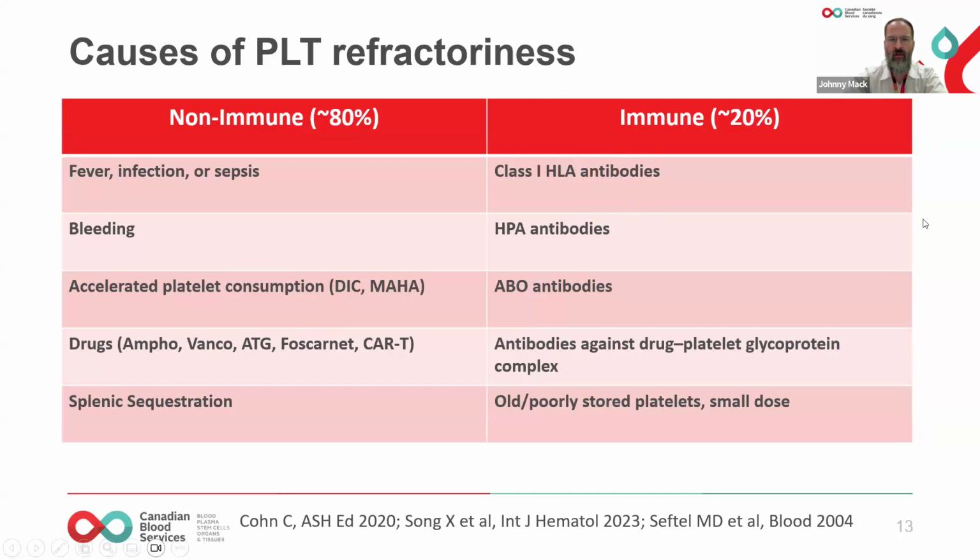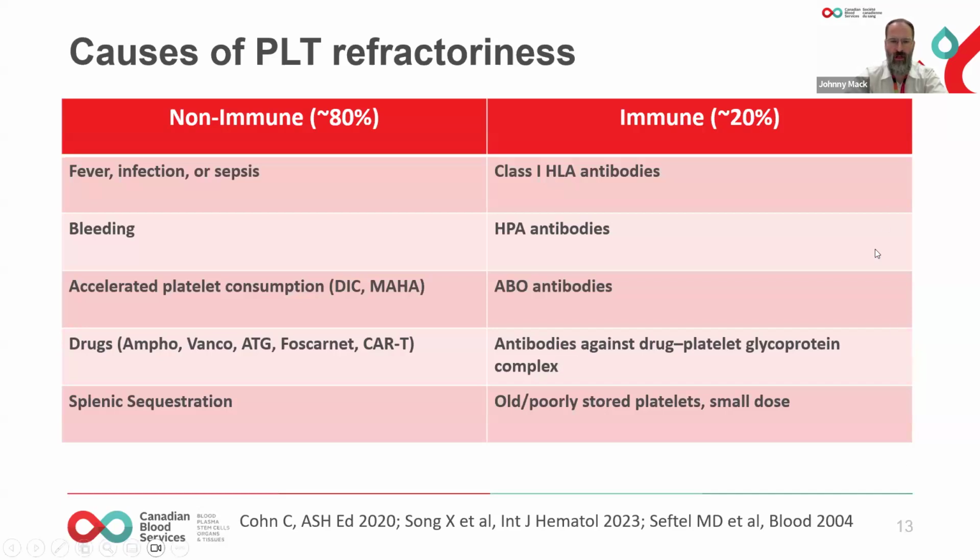Not everything is in the HLA or HPA systems. Platelets do express ABO or AB substance, and so if a patient is receiving non-ABO compatible platelets, they may have anti-A or anti-B antibodies that could cause clearance of those platelets. There are also antibodies against drug-platelet glycoprotein complexes that can form, sort of like a drug-induced ITP. And also, storage conditions of platelets can lead to clearance by the immune system of old or poorly stored platelets that may have undergone some membrane changes, which can then lead to increased clearance.